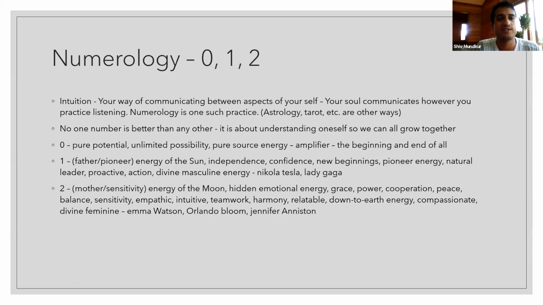So once we understand this father energy, we can then go on to the two and understand what comes next, which is the mother energy, the energy of the moon. And this is a more sensitive energy. It's a very different energy. To give you an idea, so you can intuitively pick up on what this energy means, it helps to feel out some of these people that I'm giving as examples. So with that one energy, we have Nikola Tesla and Lady Gaga and these certain pioneers, right? And then with the energy of two, we have people like Emma Watson, Orlando Bloom, Jennifer Aniston.